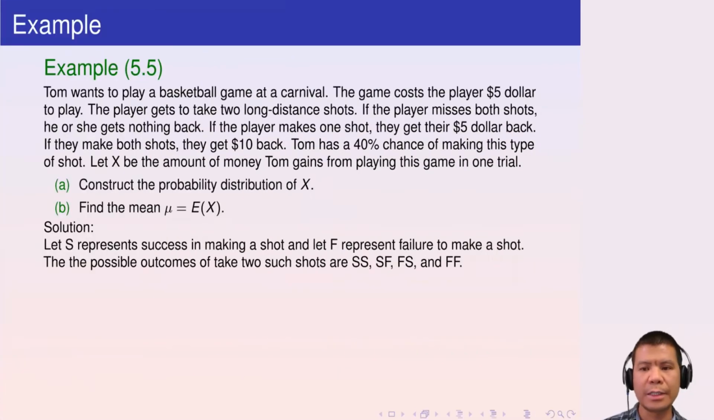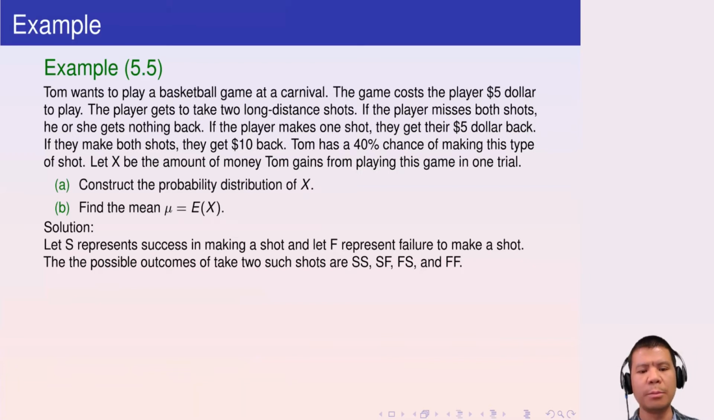Now let's consider an example here. Tom wants to play a basketball game at a carnival. The game costs the player $5 to play. The player gets to take two long-distance shots. If the player misses both shots, he or she gets nothing back. If the player makes one shot, he gets his $5 back. If he makes both shots, he gets $10 back. Tom has a 40% chance of making this type of shot.